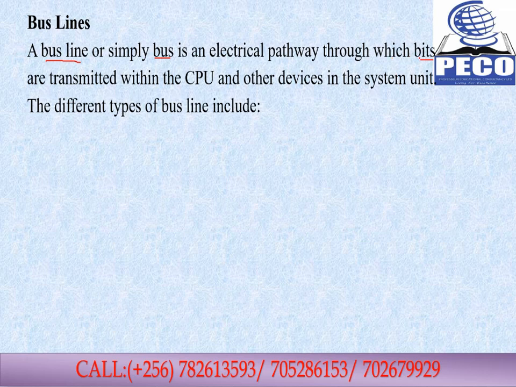Bits are small units of data items. These small units that are transmitted from one device to another represent data files. A file is transmitted from one component to the other. They are transmitted in form of bits. Bits are small data units.